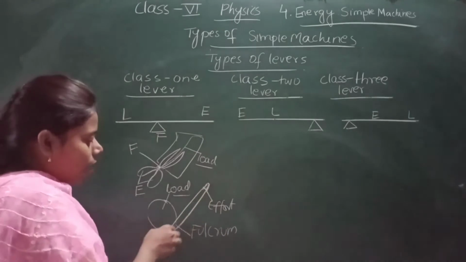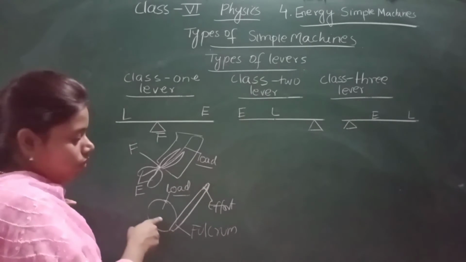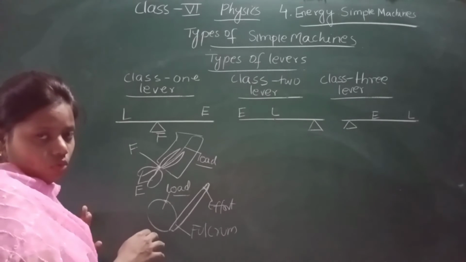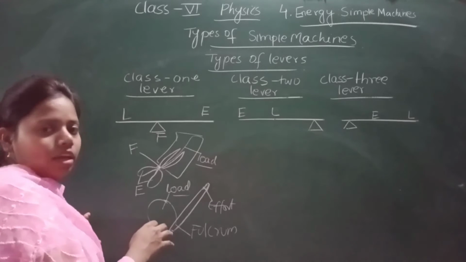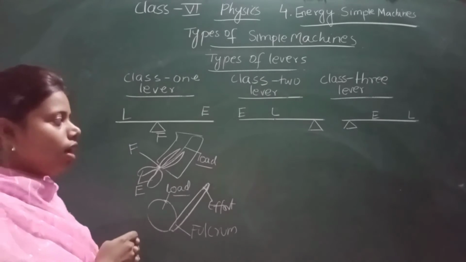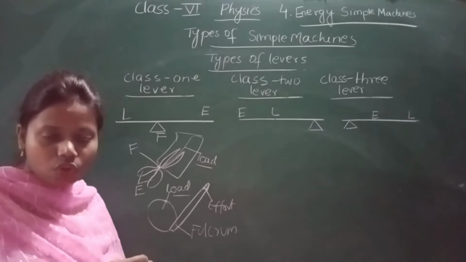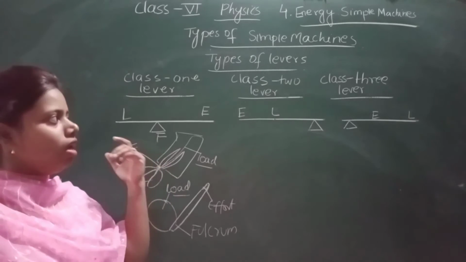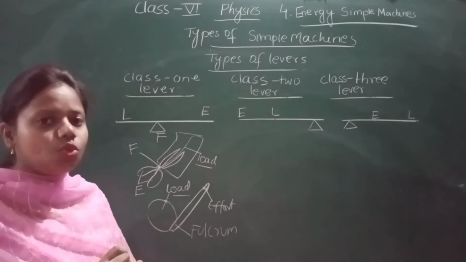So with the help of this lever, that is a simple machine, we can easily move this big huge stone that is so heavy. Another example of a simple machine is the seesaw. So many other examples are there of class 1 lever. Now let us see what is class 2 lever.